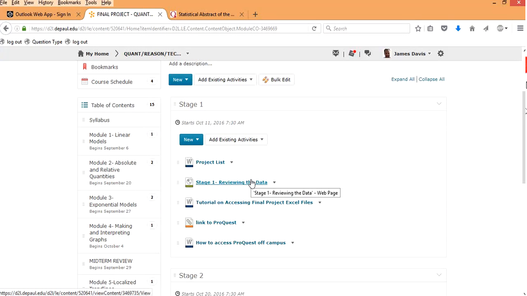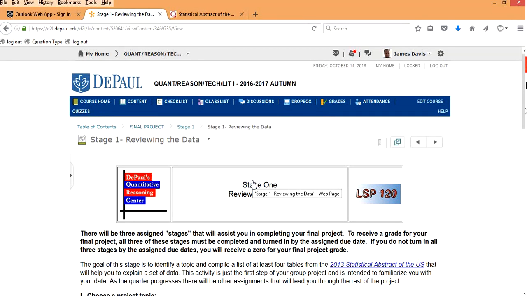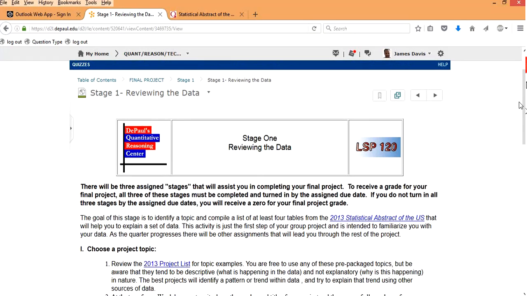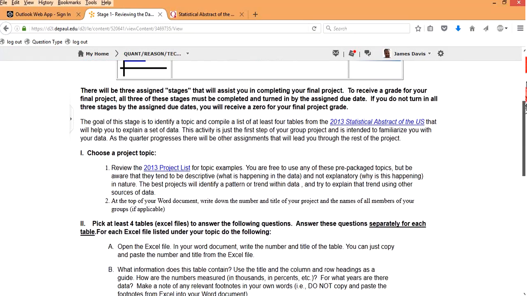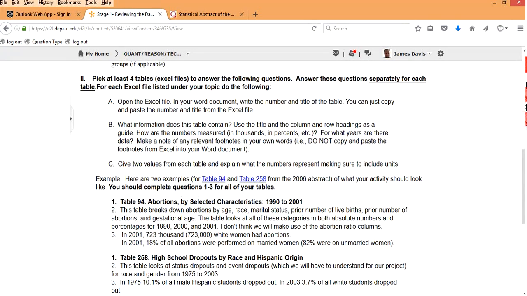Now, the presentation is broken up into stages. The first stage is just finding data, right? You're not actually going to be creating any graphs at this point. You're just going to be choosing a topic, coming up with a tentative title, getting your group together, and then working on, in class, finding various data tables that you can use. So you're going to need to have at least 4 of them.